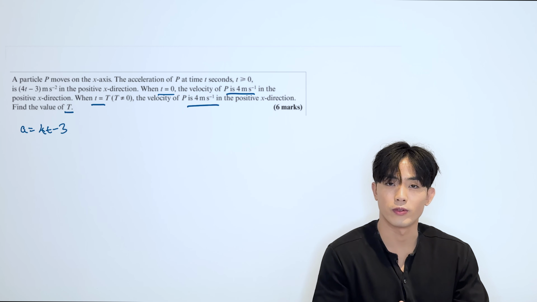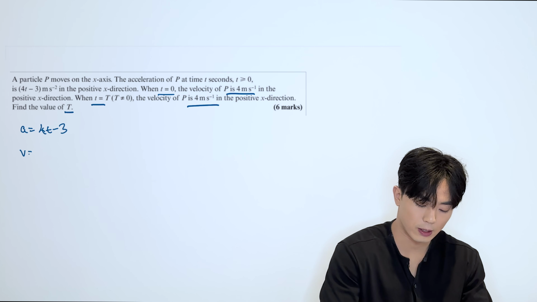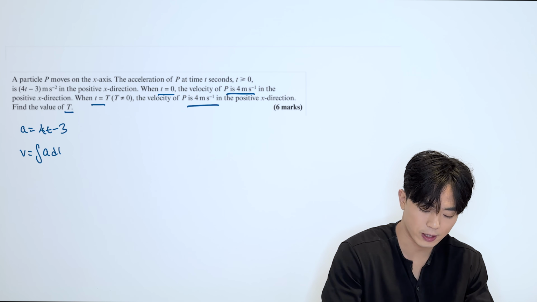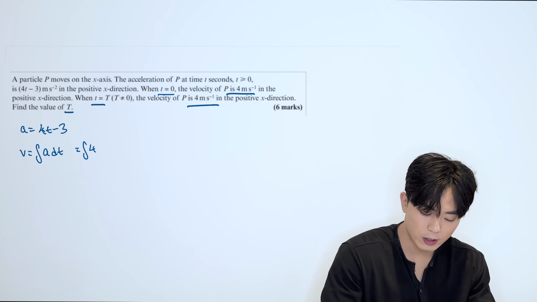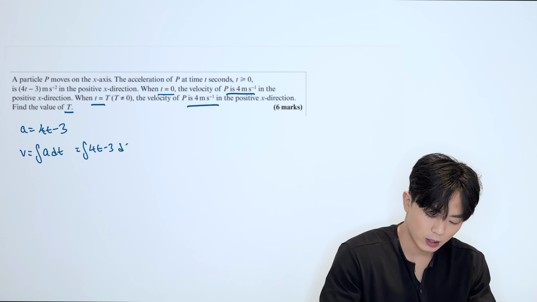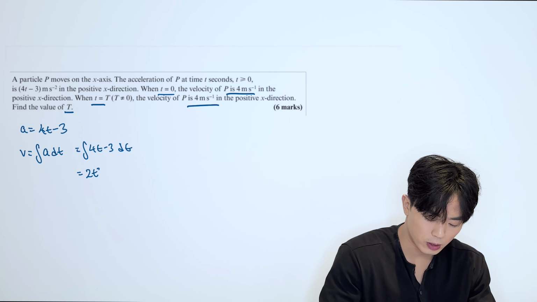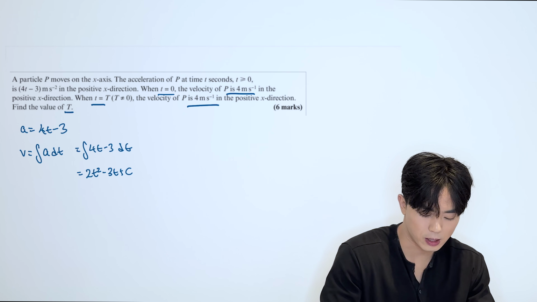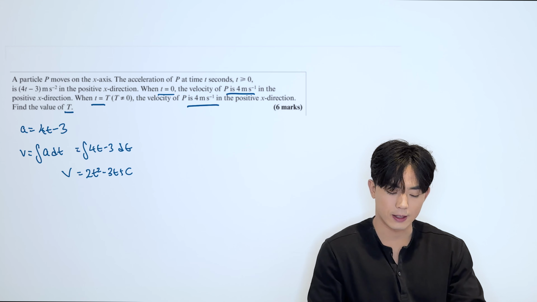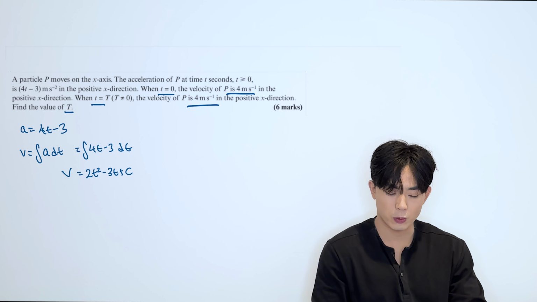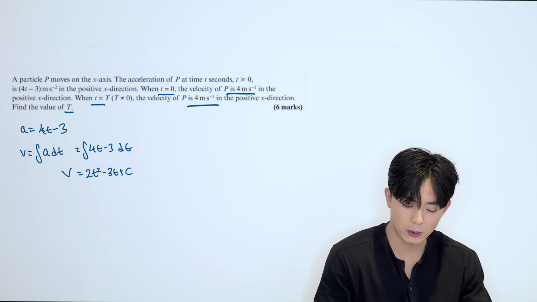So we're asked to find the velocity, right? So we're given the acceleration. So in order to find the velocity, I'm going to have to integrate this acceleration function. So I'm going to have to integrate 4t minus 3 dt, which will give me 2t squared minus 3t plus c, like so. Now, before doing anything else, we need to find the c, right?